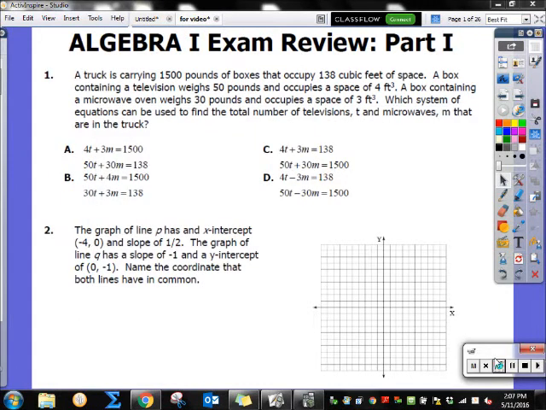This is part 1 of the Algebra 1 exam review. Please make sure you have a calculator handy just in case you need it, and possibly a formula chart.